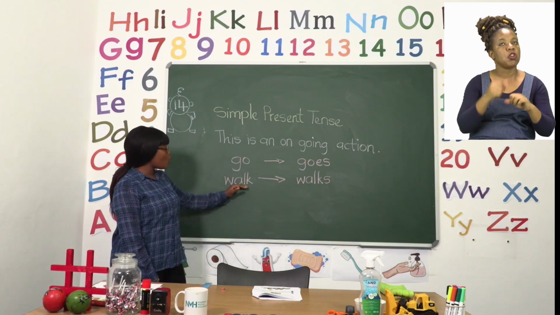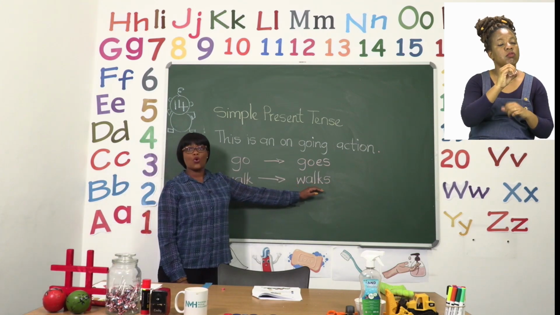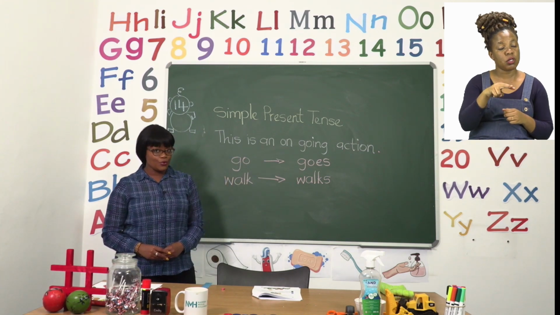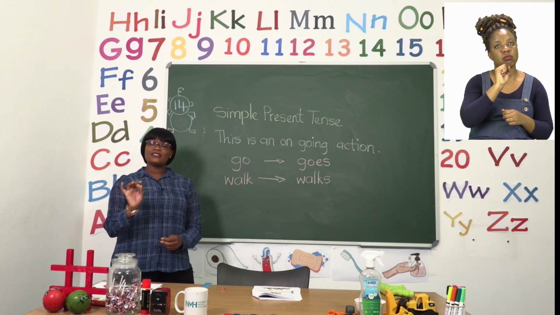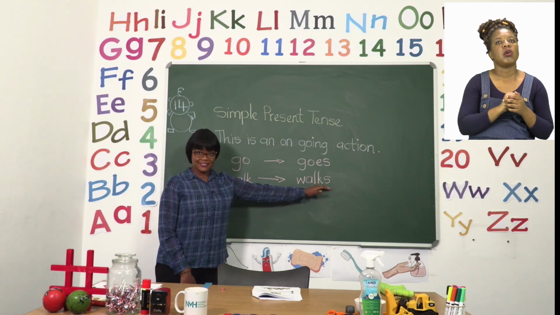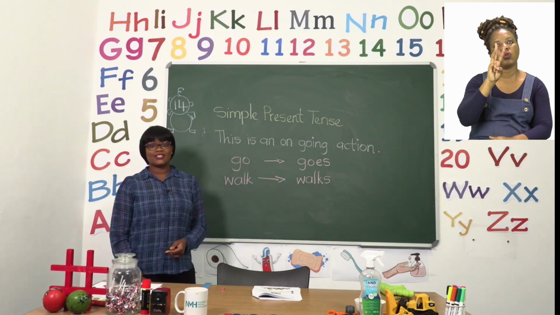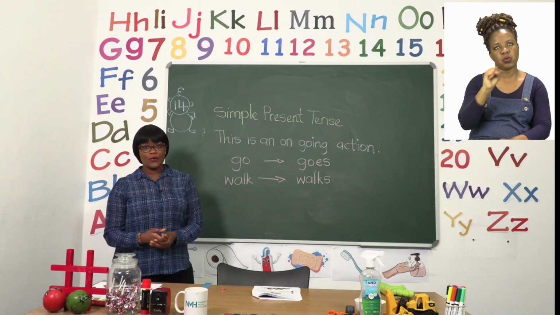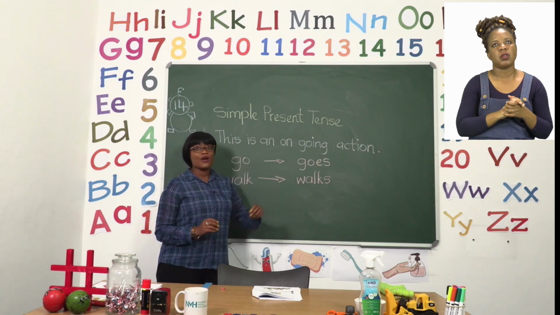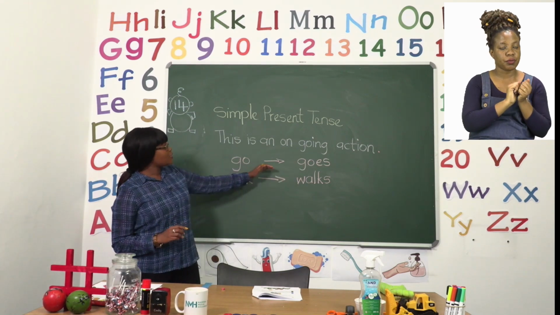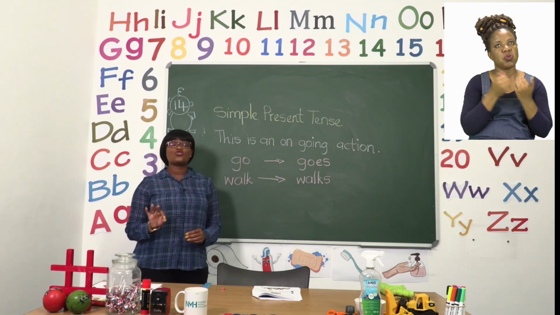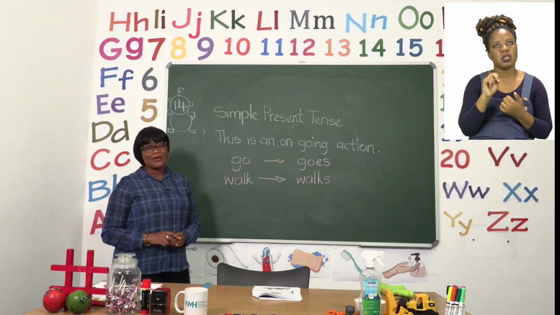And then we have walk, which changes to walks. Andrea walks to school, which means every time Andrea is going to school, she walks. It's a continuous action. She doesn't stop walking. So now that we know how to change a verb into the simple present tense, let's now try our exercise on the page.